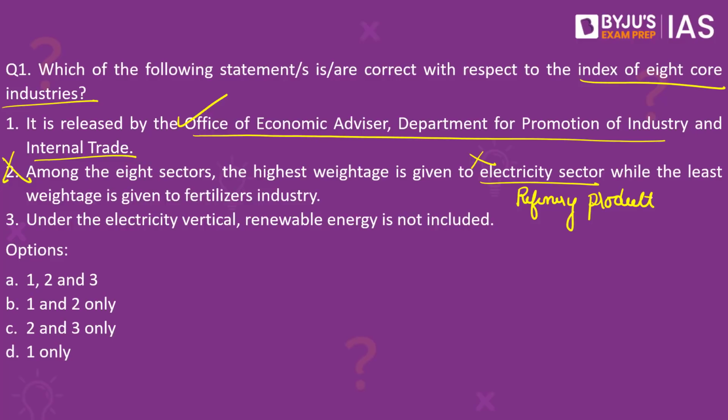Moving on to the third statement, please note renewable energy is also included in the electricity vertical. Note, before 2014, this was not the case. It was in the year 2014 that renewable energy was also included in the electricity vertical. So even statement 3 is wrong. Since the question asks for the correct statement, the answer to this question would be option D, one only.